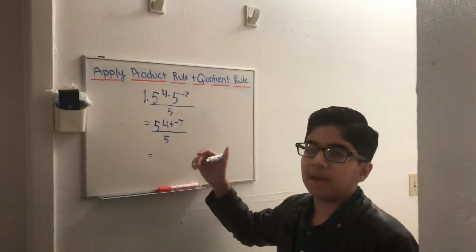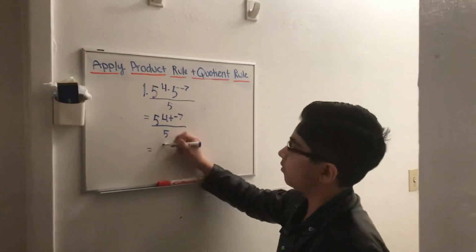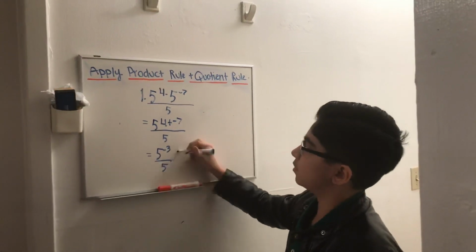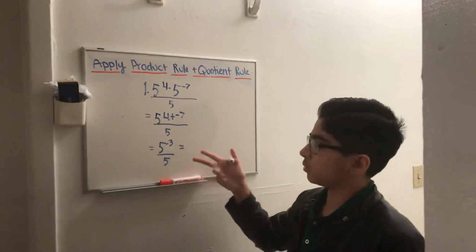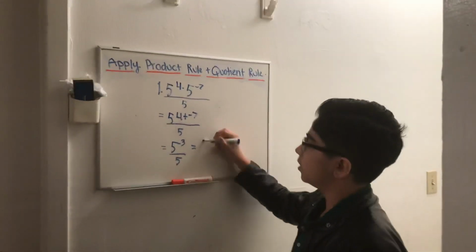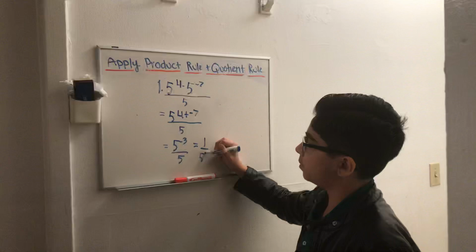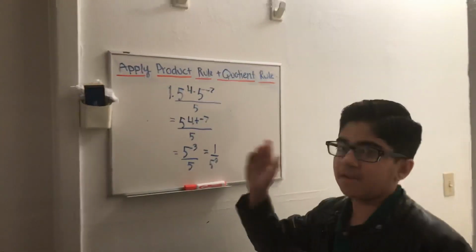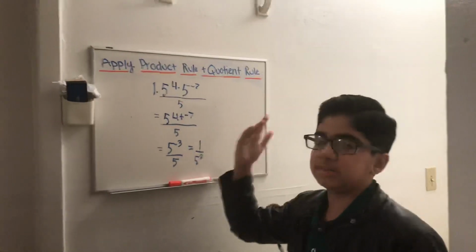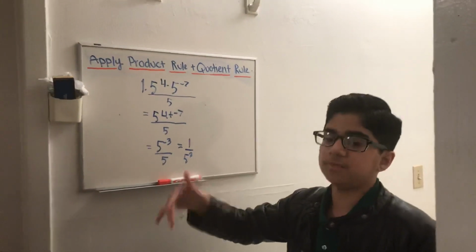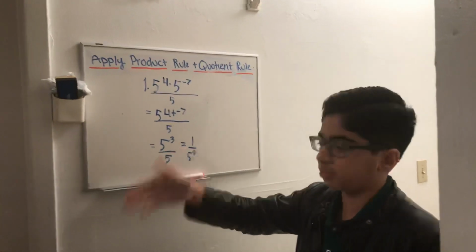So 5 to the power of 4 plus negative 7 is 5 to the power of negative 3 over 5. 5 to the power of negative 3 over 5 simplifies to two different fractions: 1 over 5 to the power of 3. It's 1 over 5 to the power of 3 because whenever you have a negative exponent, the simplified form is 1 over the base to the power of the positive exponent.